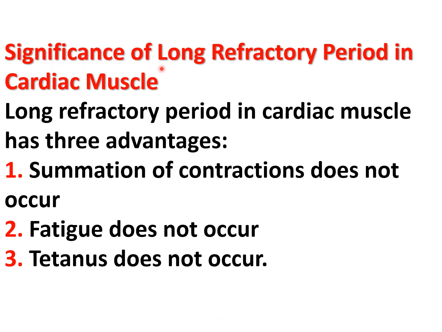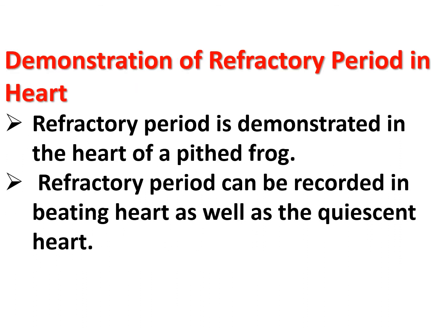So what is the significance of the long refractory period in cardiac muscle? It has three advantages. Summation of the contraction does not occur, fatigue does not occur, and tetanus does not occur. So because of the long refractory period, cardiac muscle does not fatigue. Then demonstration of the refractory period in the heart. That is demonstrated in the heart of the pithed frog. Refractory period can be recorded in beating heart as well as in quiescent heart.